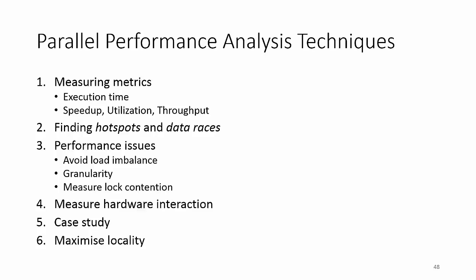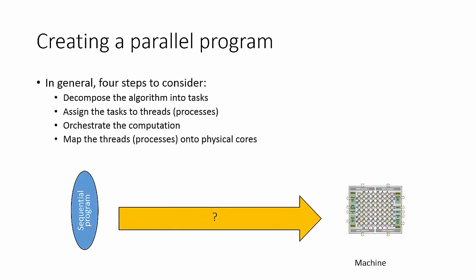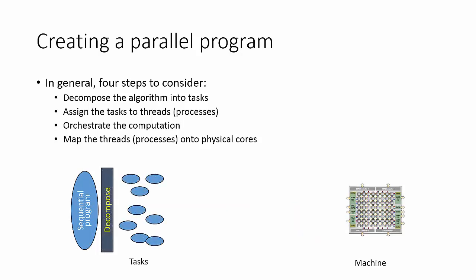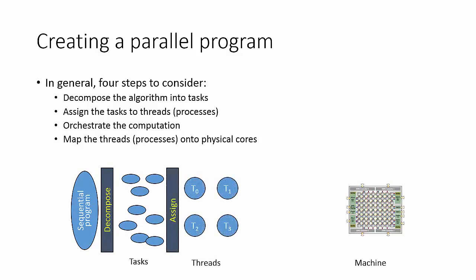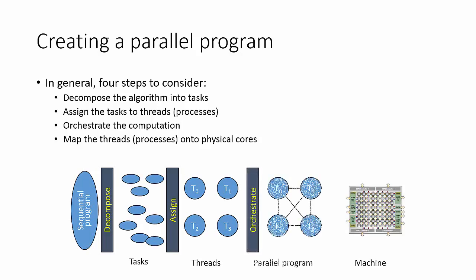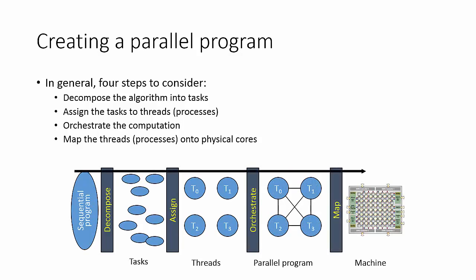I'm now going to talk about some particularly important performance issues, and that's about load imbalance and granularity. In order to create a parallel program, in general, we have basically four steps to consider. We'd like to decompose the algorithm into tasks that are concurrent, and then we want to assign these tasks to parallel executors or threads, and then orchestrate this computation, which is the actual programming, and then finally map these threads or processes onto physical cores or different parallel machines.